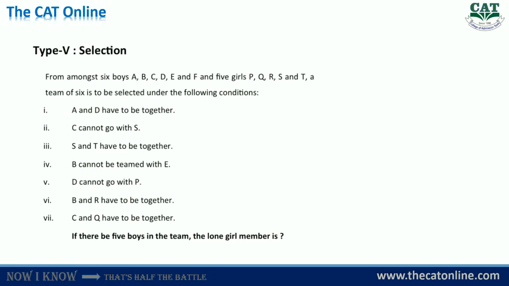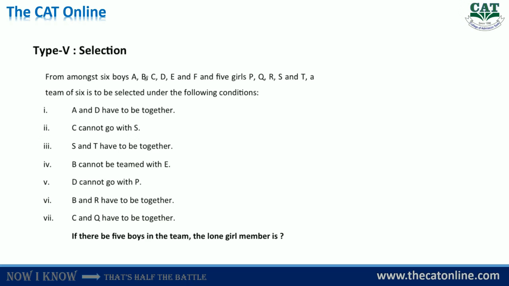Next one is selection. There would be a group of objects or a group of people given to you, and you would be required to select a few objects or people from that group according to the given conditions.